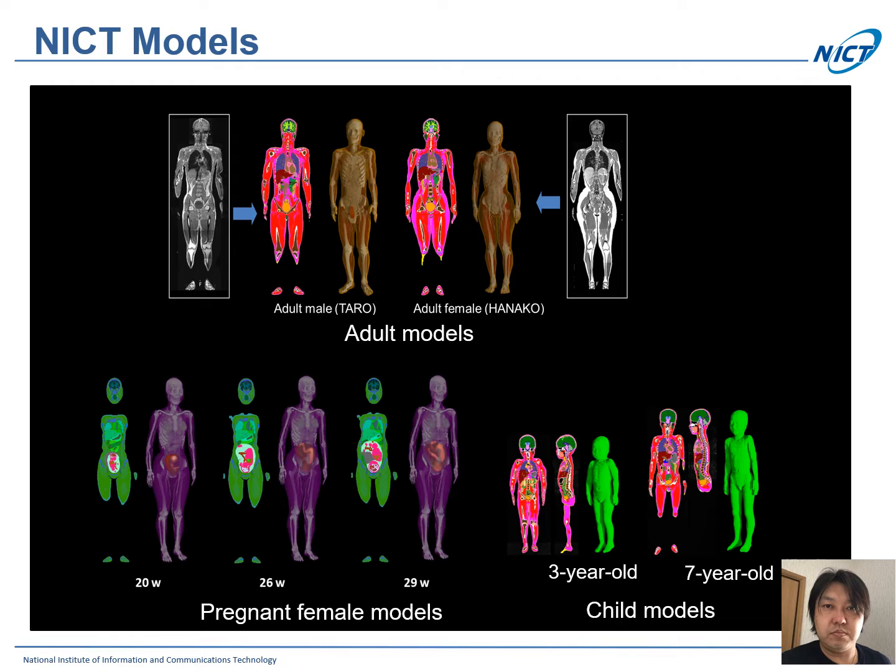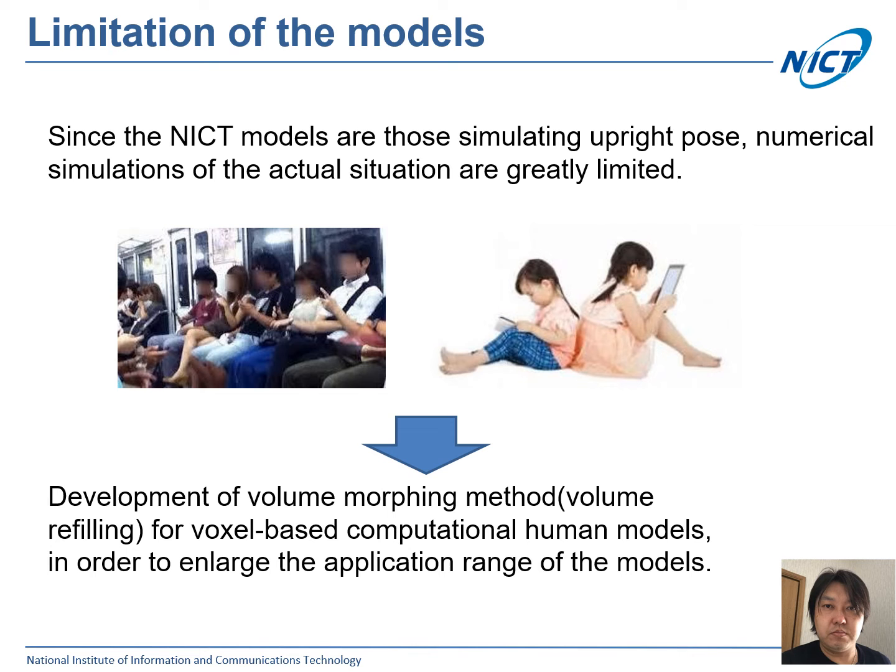These models are voxel-based models, and the voxel size is 2 mm cubes. These models have been segmented into over 50 different tissue types. And also, the body types of these models agree with the average Japanese. I have developed this model for electromagnetic field dosimetry. My model can also be used for numerical dosimetry of ionizing radiation.